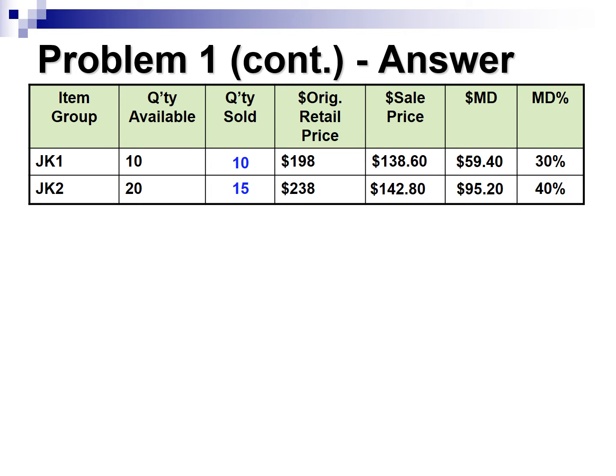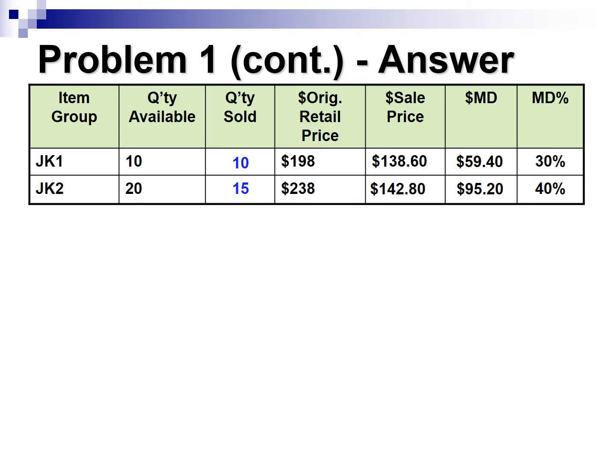Alright, let's work on this problem together. So now we know the quantity sold: from the first group, all 10 units were sold. From the second group, only 15 out of the 20 available units were sold. So we can put the 10 and 15 in the column of quantity sold now.